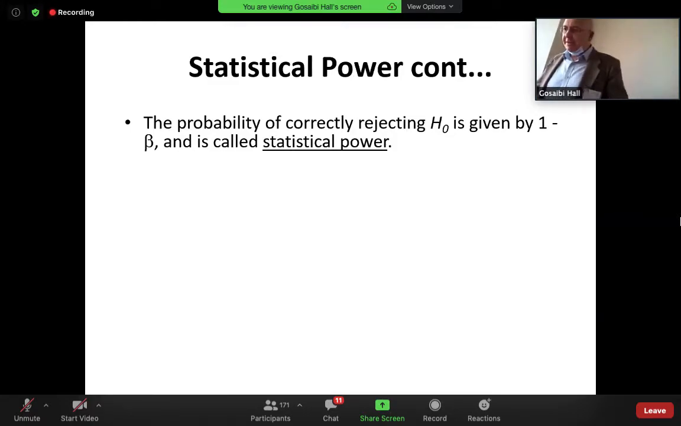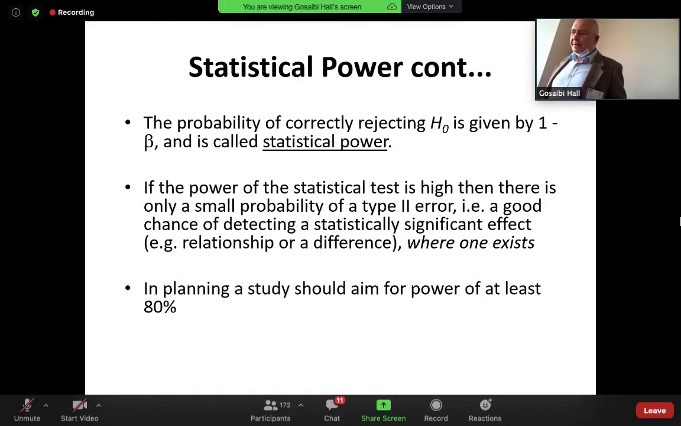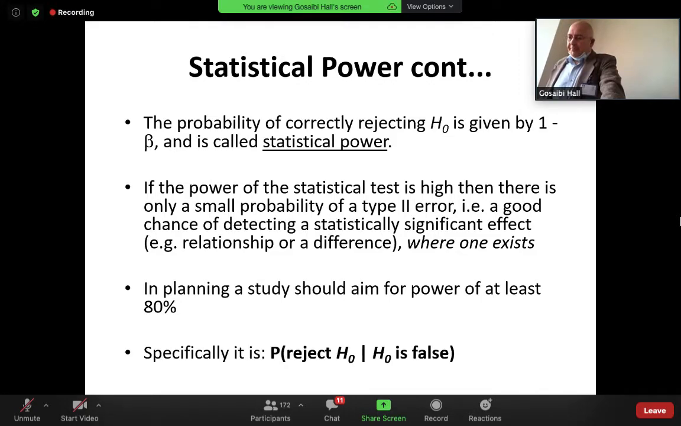Okay. So the probability of correctly rejecting H naught is given by 1 minus beta, and this is the statistical power. So if the power of a statistical test is high, then there's only a small probability of a type 1 error. Okay. So when we plan a study, and this is where I say you can specify beta, or the power, which is 1 minus beta, is when you're trying to estimate the sample size that you need for your study. And typically people go for about 80% or more. So specifically what we have is the probability of rejecting the null hypothesis when the null hypothesis is false. So this is what the power is.